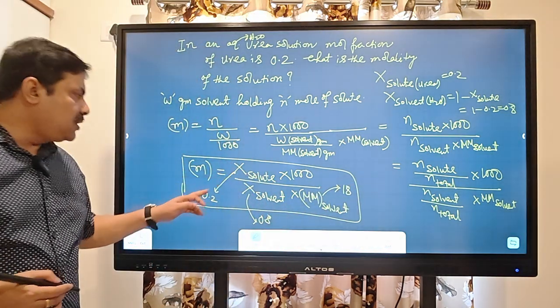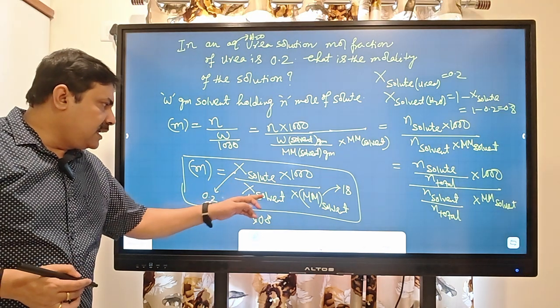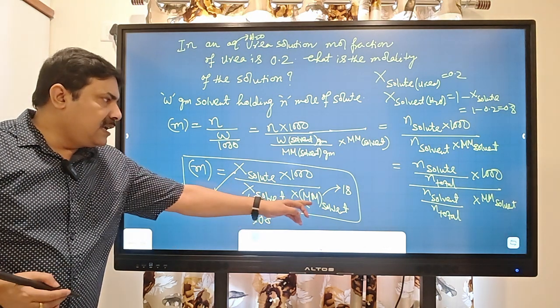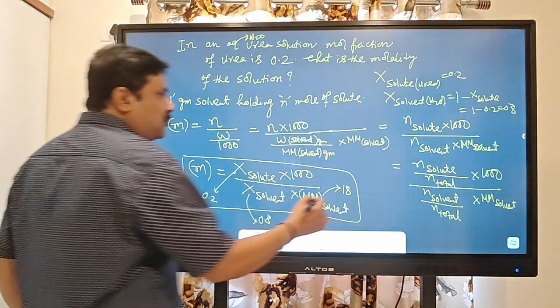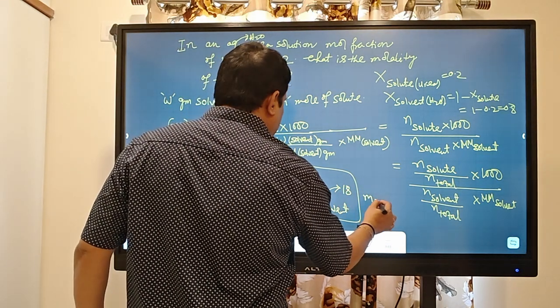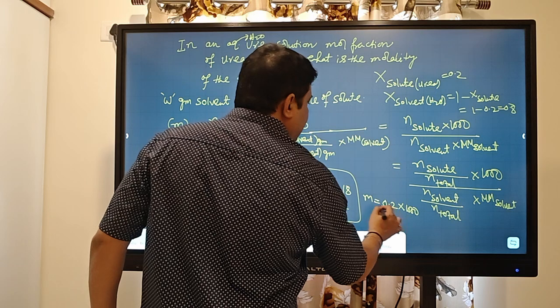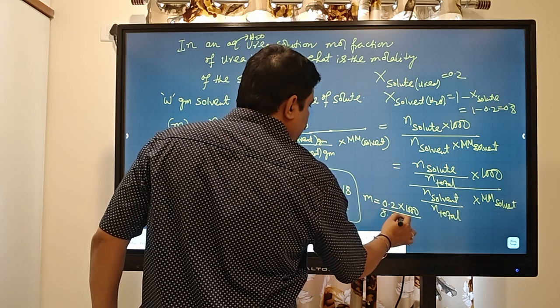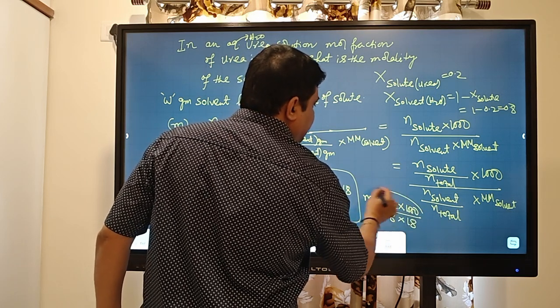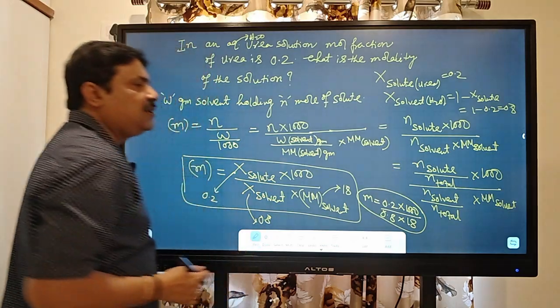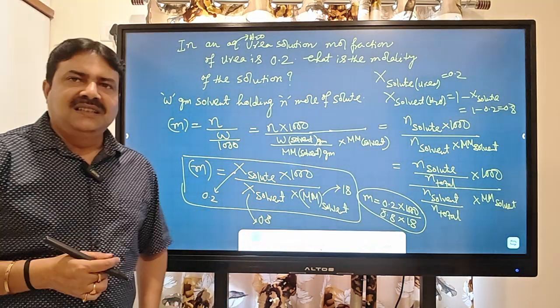Instead of mole fraction of solute, I have to keep 0.2. Here I have to keep 0.8, and here I have to keep 18. That means ultimately our molality calculation, what is coming? 0.2 into 1000 by 0.8 into molar mass of solvent 18. This is your calculation of molality. You can simplify, I hope.